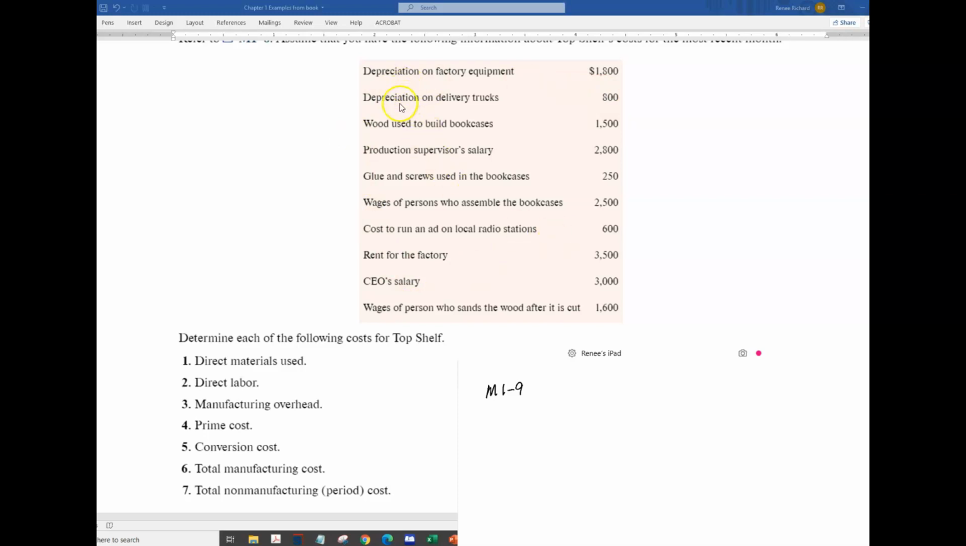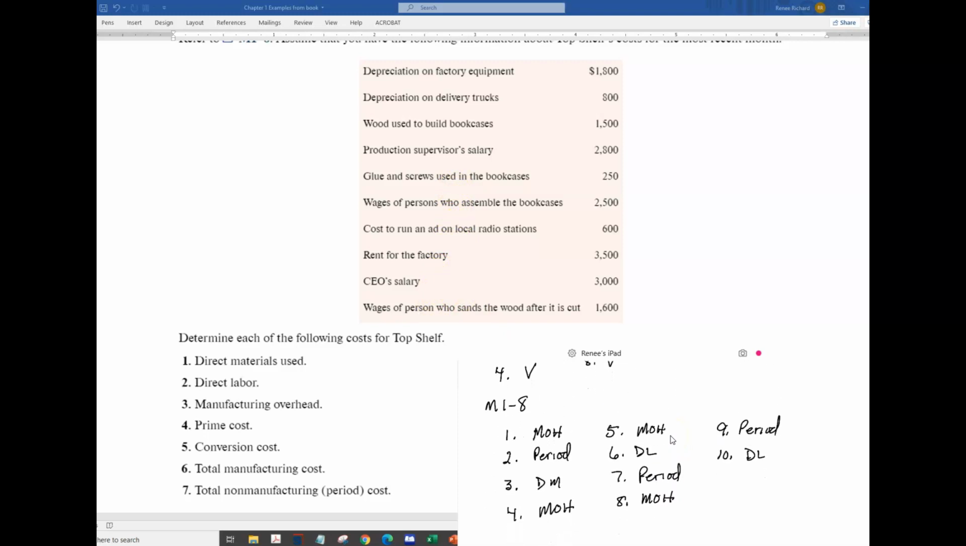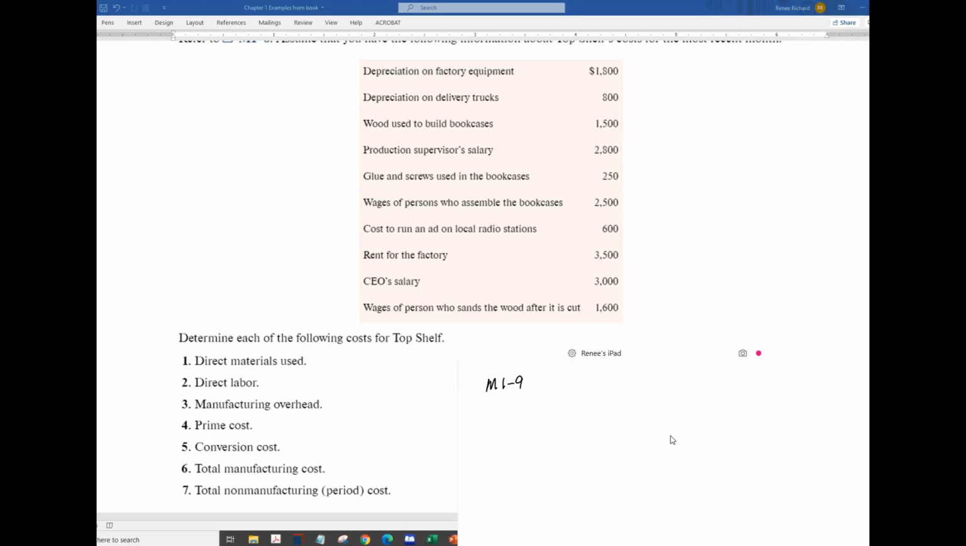Well, depreciation, oops, wood used to build bookcases, 1,500. We know that's a direct material. Let's see if there's anything else that's a direct material. Glue and screws. Nope, it's not. We could actually look back at our list of things that we did back here and determine what we categorized it as, but we'll do it again just for practice. So 1, direct materials is 1,500. There's only one of them.